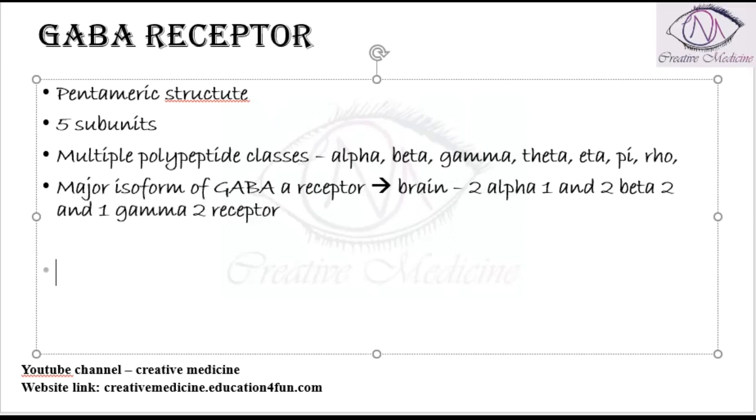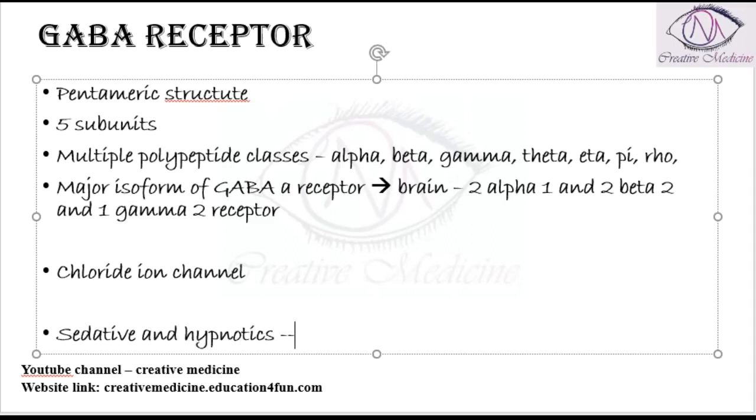This GABA receptor functions as a chloride ion channel, and it is activated by the neurotransmitter GABA. The sedative hypnotics which we give, like benzodiazepines and barbiturates, have low affinity to the GABA B receptors.